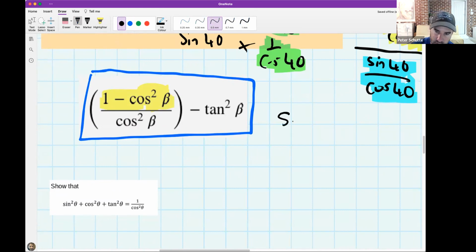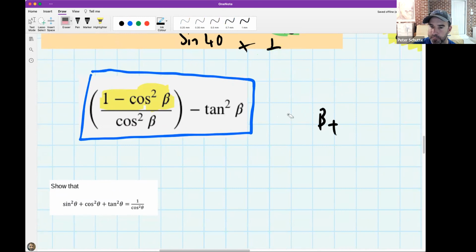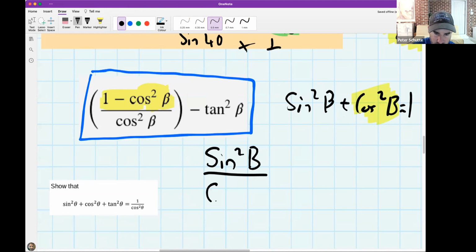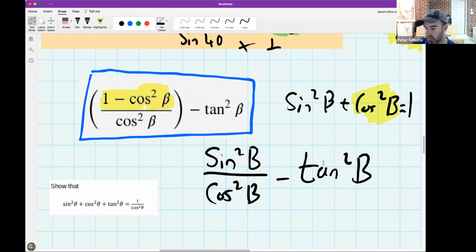At the beginning of the lesson, we spoke about this identity. Let me get rid of all this other stuff over here. Sine squared b plus cos squared b equals 1. And so if you had 1 minus cos squared b, can you see how you could just move this across? So I think that the bit in yellow can be replaced by this over this. But now we've got another step to do.